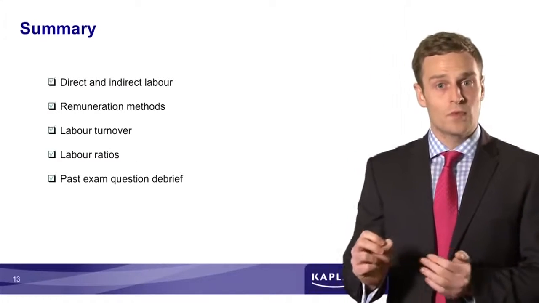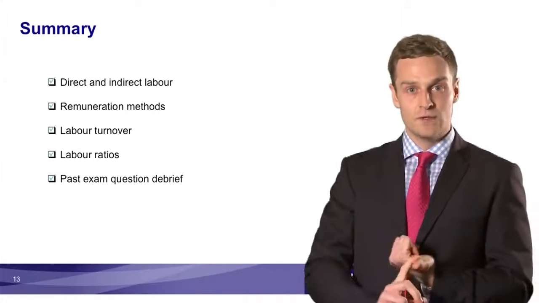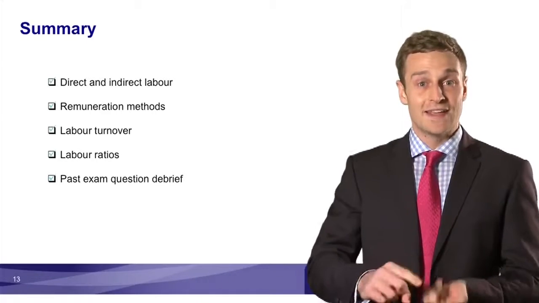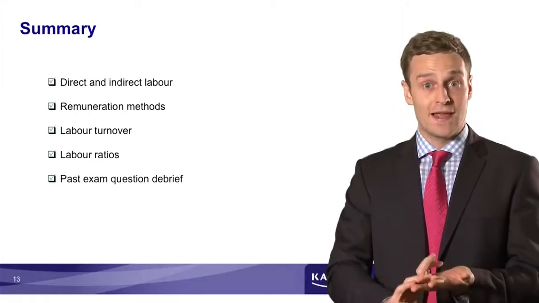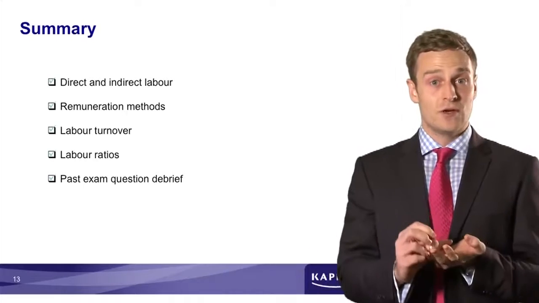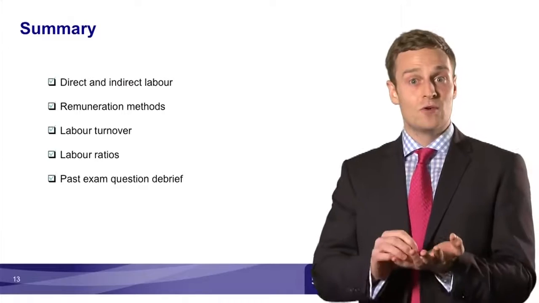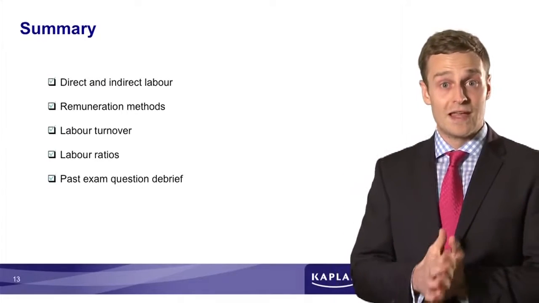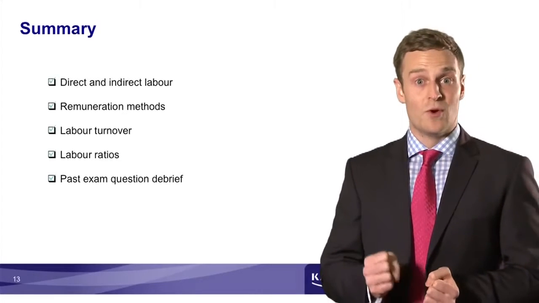Okay, so just to wrap up, we have now looked at direct and indirect labour and how we can account for each of those. We've looked at different ways of paying our staff, both time-related and output-related. We've looked at labour turnover and how to calculate it using our equation. We've looked at the 3 different labour ratios and what each of those means and how to calculate them. And finally, we've tackled a past exam question so that hopefully you now know how to answer the labour questions. All that's left for me to say is best of luck with your F2 exam.